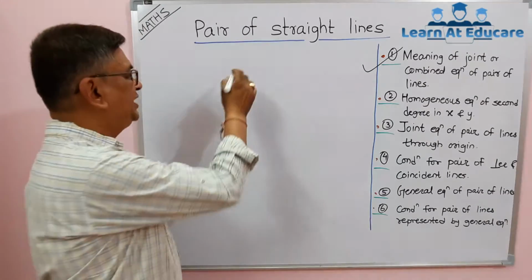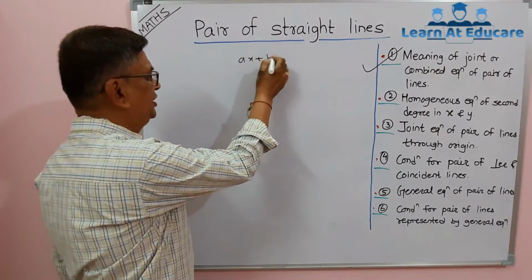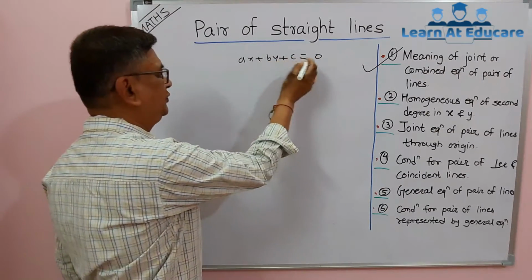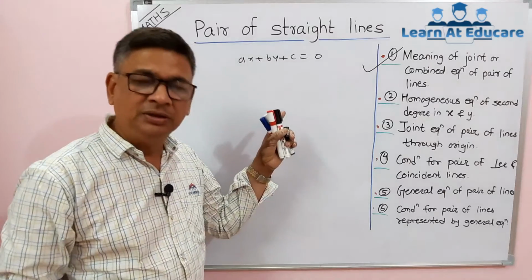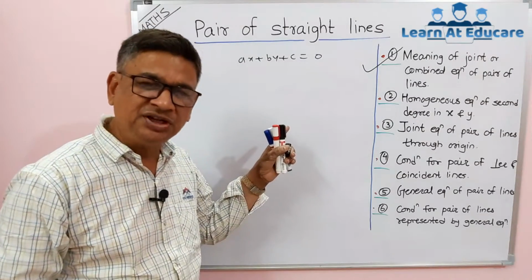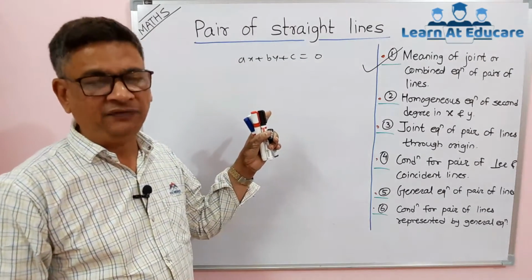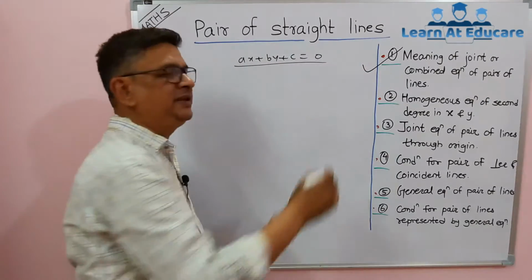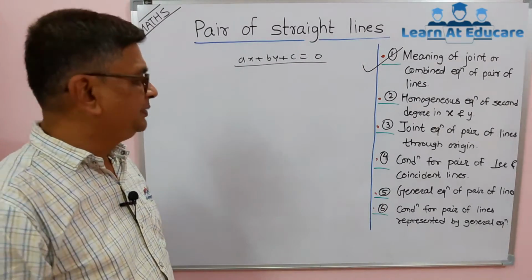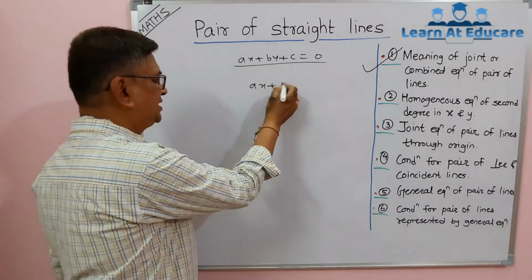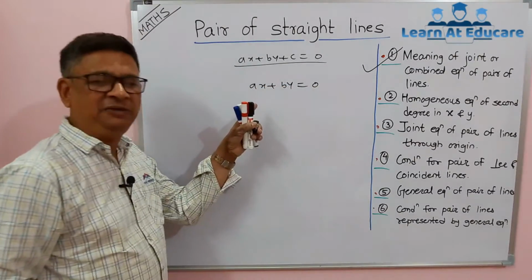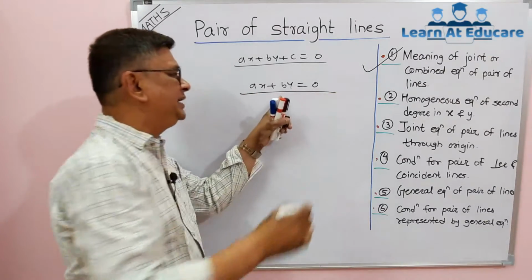We know a single line can have such an equation: ax plus by plus c equal to 0. We also know this is called a linear equation. This is also called a first degree equation in x and y, and graphically such an equation always represents a line. Remember, if a line passes through the origin, then its equation is simply of this type, meaning it does not contain a constant.